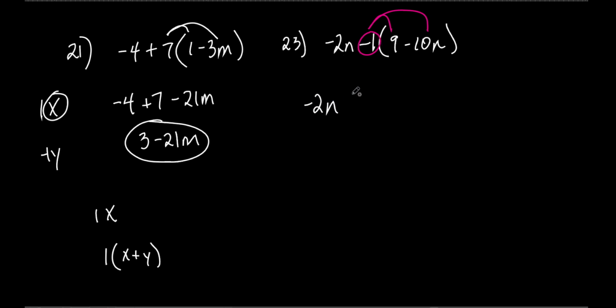It's negative 2n. Now, here's where we got to do this. It's negative 1 times 9. What's negative 1 times positive 9? It's negative 9. So it's just minus 9. You see that?